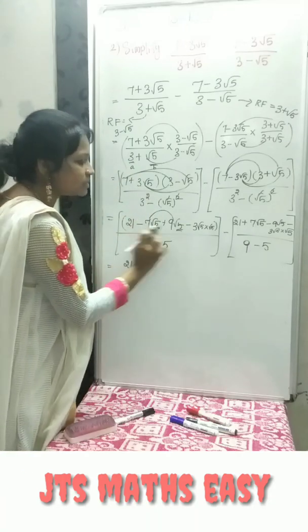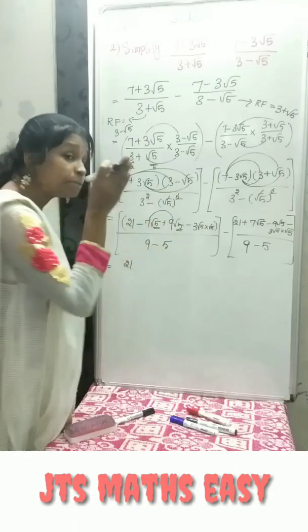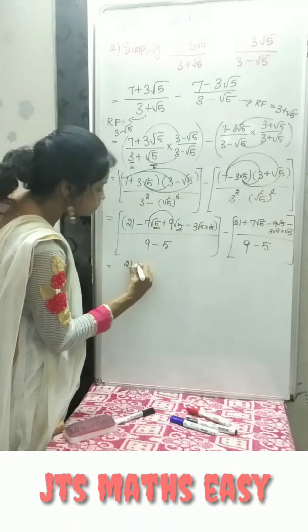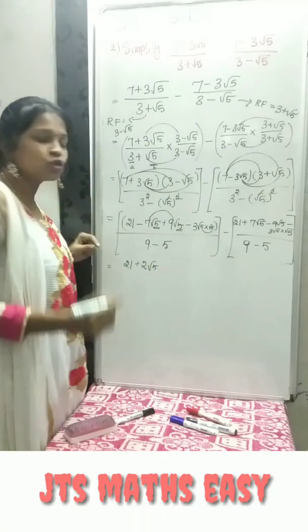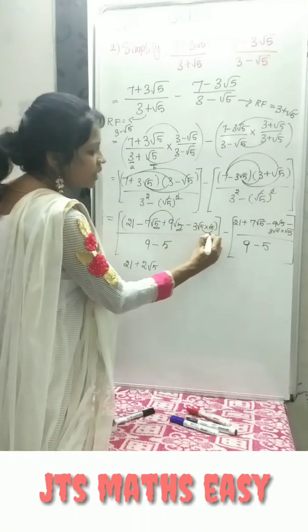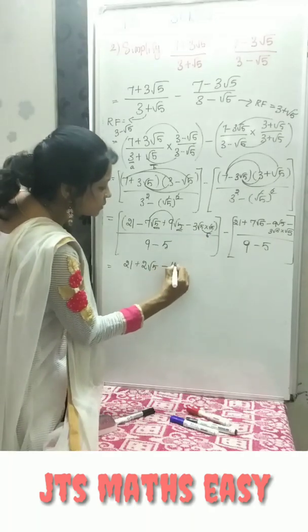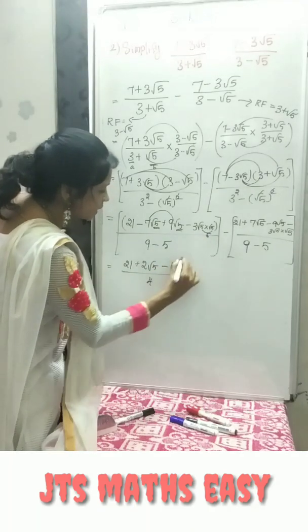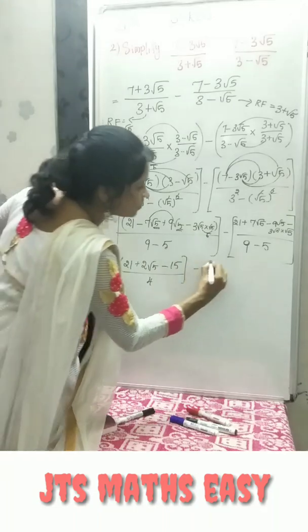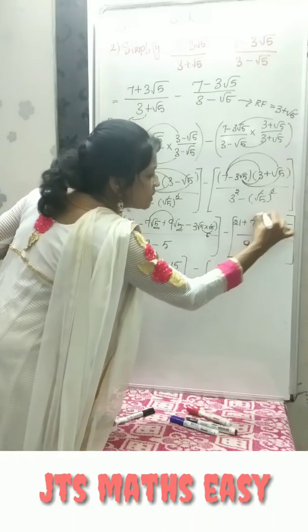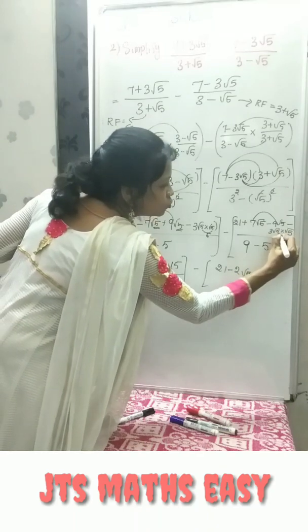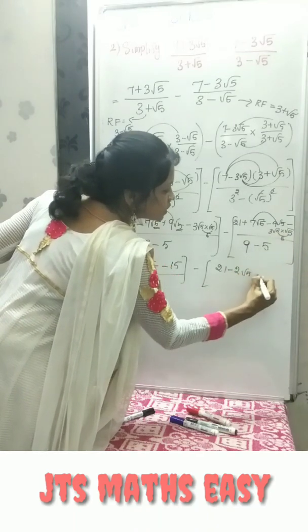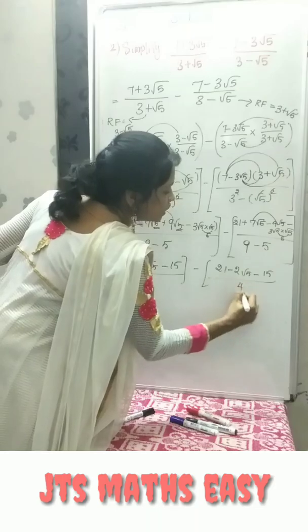So here it's minus 7 plus 9. So what is the answer? Plus 2 root 5. And here root 5 into root 5, we all know that this is 5. And 3 5s are minus 15, and 9 minus 5 is 4. Similarly here also 7 minus 9, so it is minus 2 root 5 and these two products become 5. 5 3s are 15 by 4.